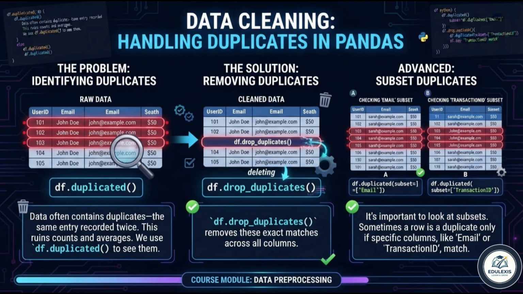Data often contains duplicates, the same entry recorded twice. This ruins counts and averages. We use df.duplicated to see the duplicates and df.drop_duplicates to remove them. It is important to look at subsets. Sometimes a row is only a duplicate if specific columns, like email or transaction ID, match. We will practice defining these subsets for accurate removal.